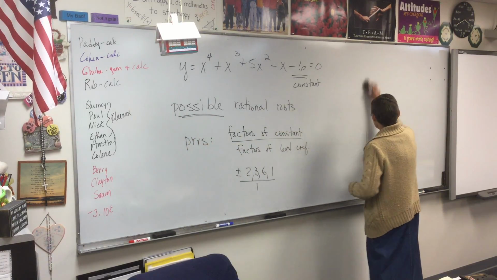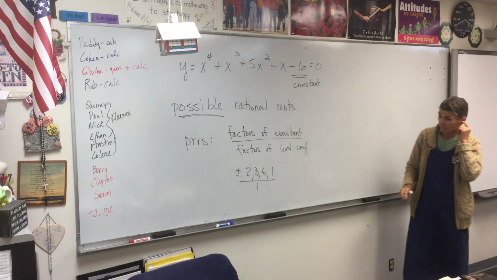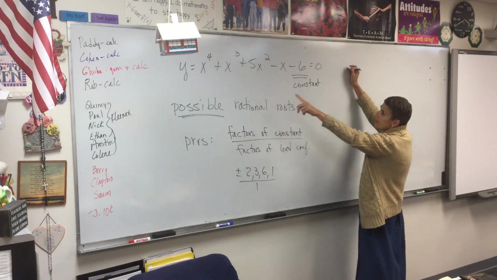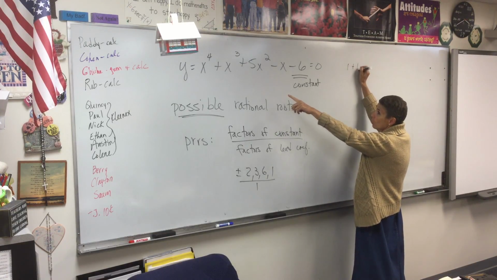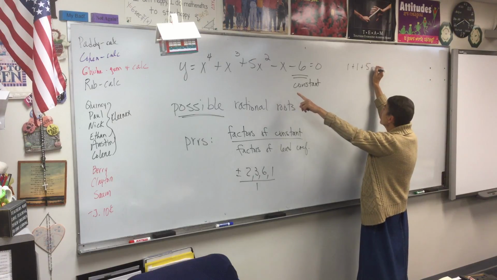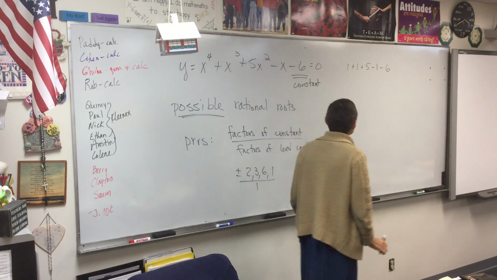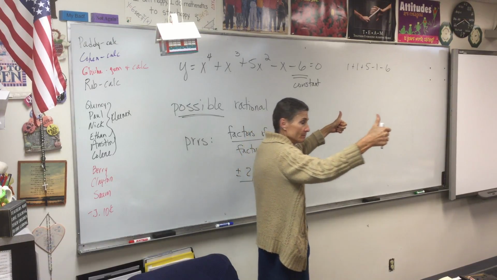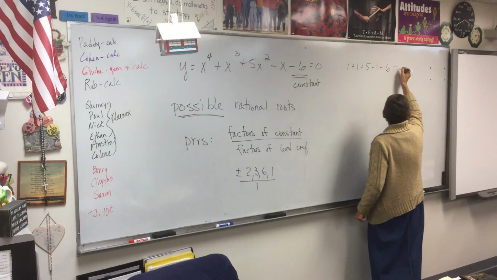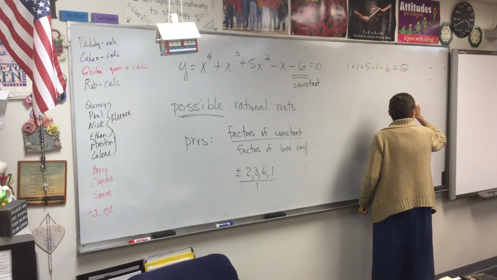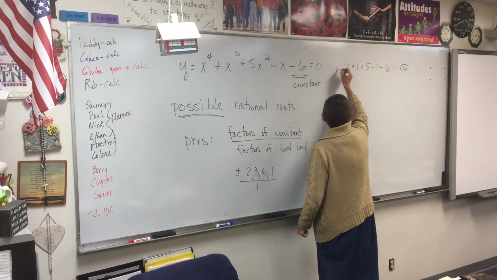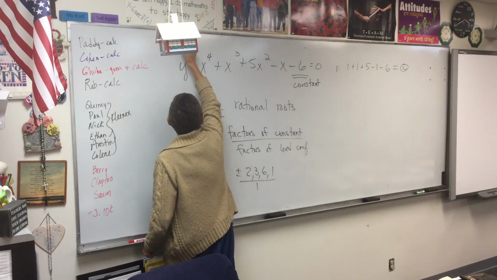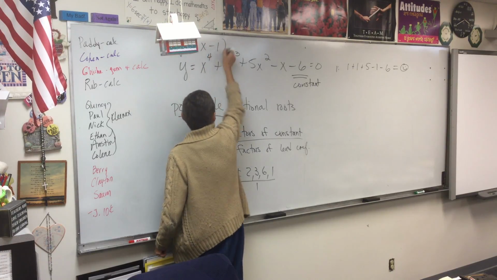I'm not ready to graph yet, so I'm going to erase that. So what would be a good number? 1? Let's try 1. 1 is so easy. You plug 1 in, you get 1 plus 1 plus 5 minus 1 minus 6. Isn't that 0? That is exactly what we wanted to have happen. So the number 1 worked, which means one of our factors is x minus 1.